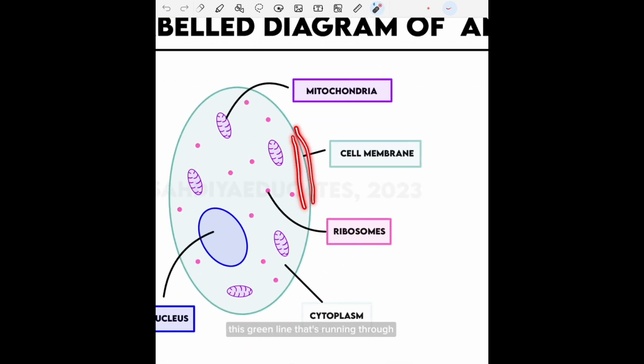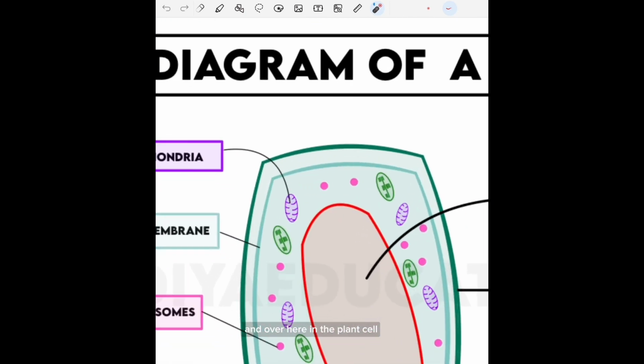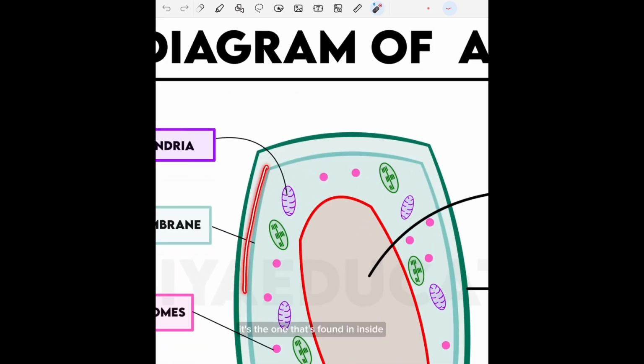This green line that's running through, that's the cell membrane in the animal cell, and over here in the plant cell, it's the one that's found on the inside, this green line over here, not this darker green on the outside. So, the cell membrane surrounds the cell and it controls what substances enter and exit the cell.